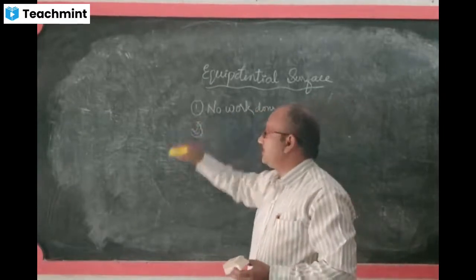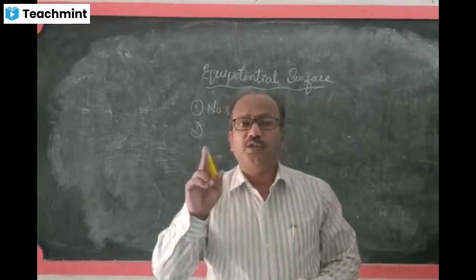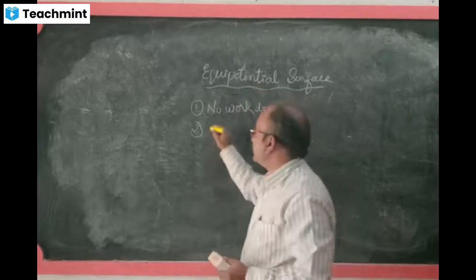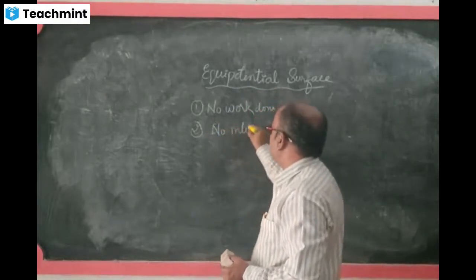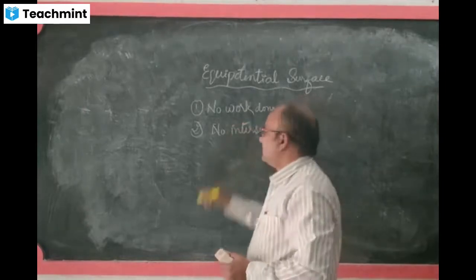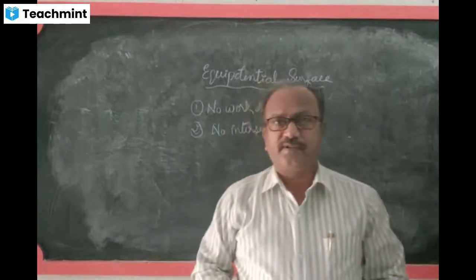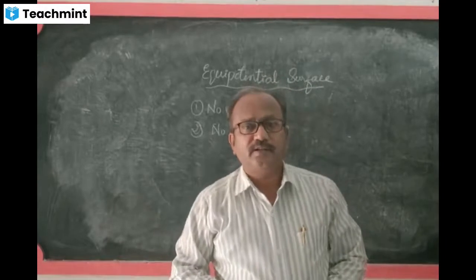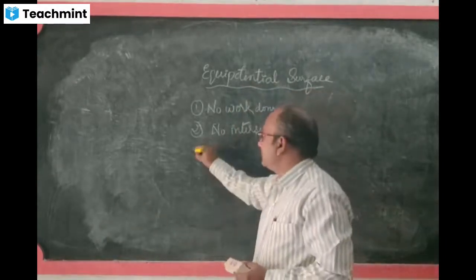And one more property is that no two equipotential surfaces intersect. There is no intersection of two equipotential surfaces. So this is another important point of equipotential surfaces.